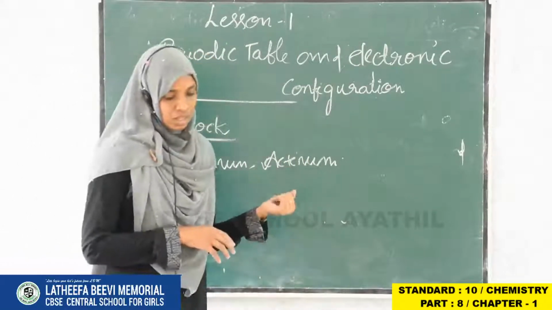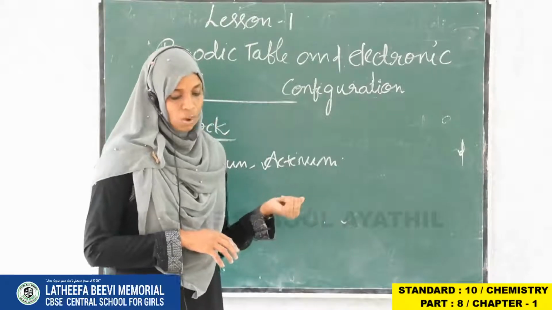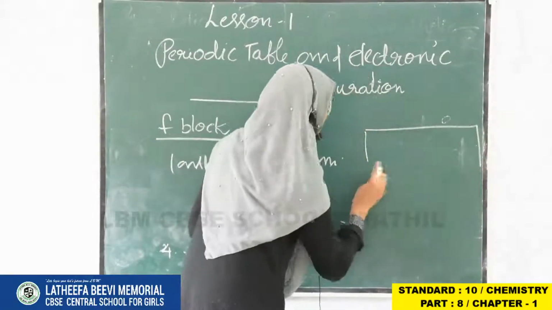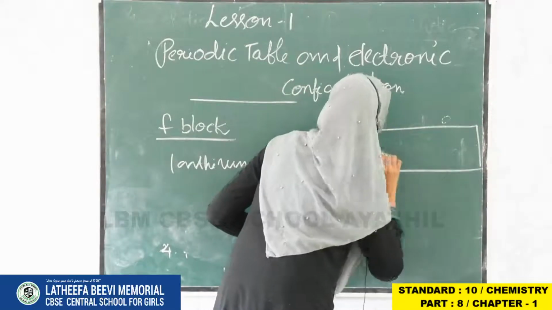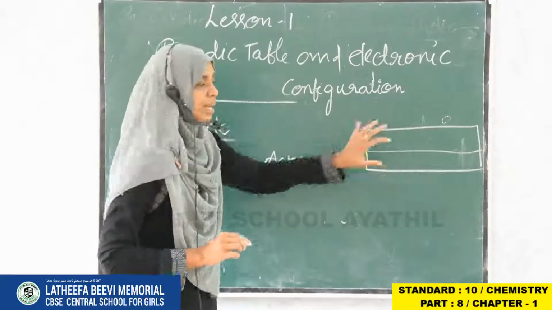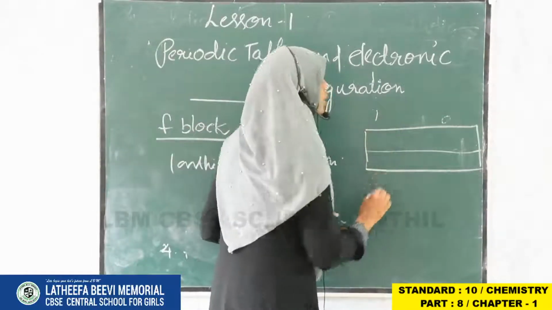Okay. So the elements in the first row are called lanthanoids. We know that there are two rows in the periodic table, lanthanum and actinium, seen below the periodic table, and it is first lanthanum.